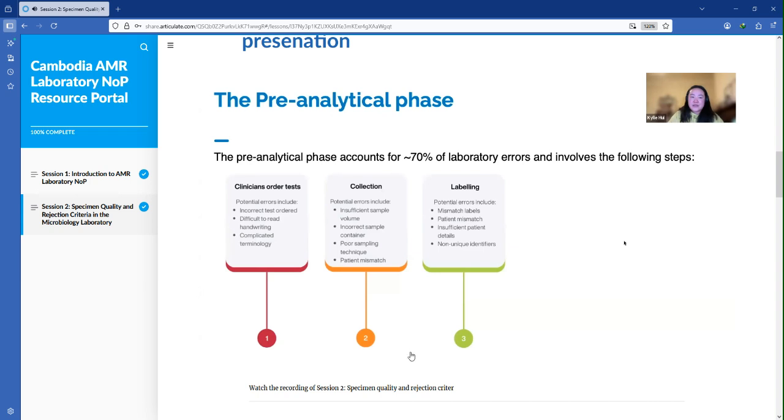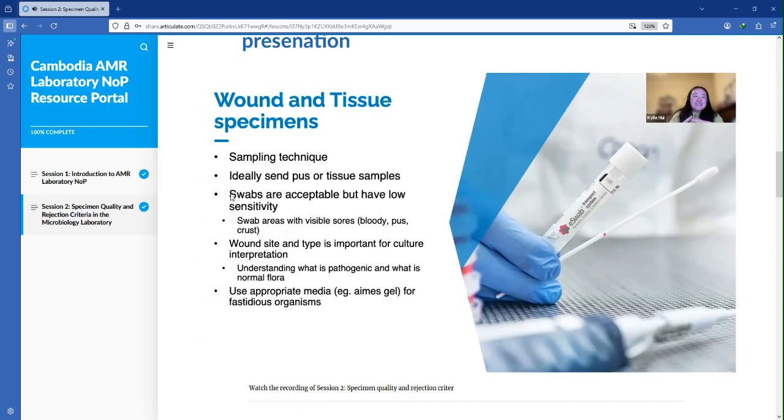Then we're talking about wound and tissue specimens. It is quite important to talk about sampling technique. Things like swabs are a representation of what is collected on the wound itself. Ideally, pus samples or tissue samples are sent instead, but in the absence of those, or if we can't collect those, a swab will do okay. They're acceptable, but they have low sensitivity. So what we want to do is swab areas with visible sores, so there is some material actually on the swab itself. Things like blood or pus or some crusty areas around the sores would be good.